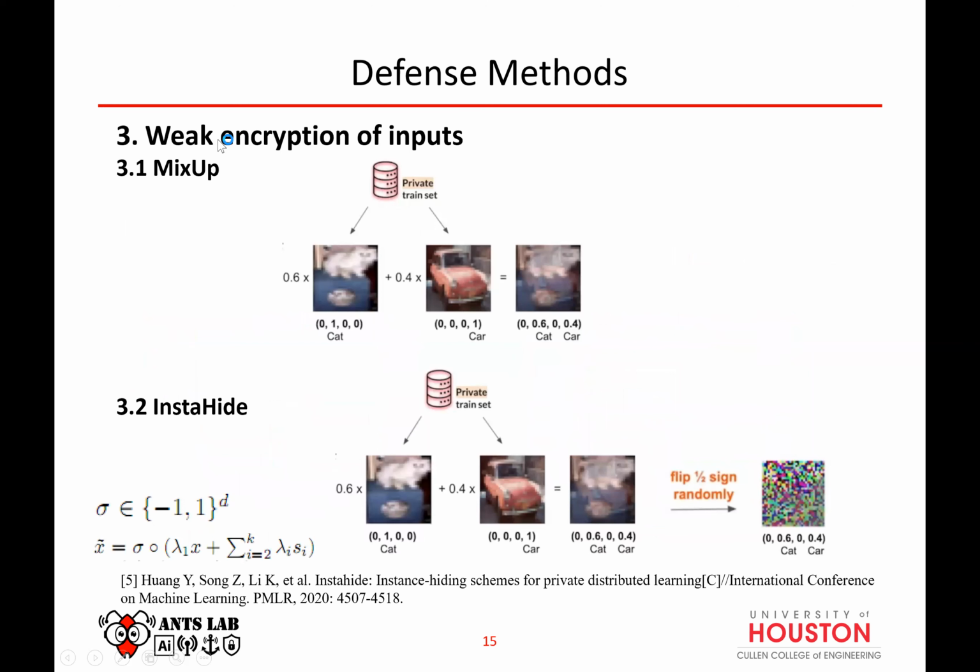And the third defense method is to encrypt the inputs. For example, mix-up trains the neural networks on composite images, created via linear combination of image pairs. It has been shown to improve the generalization of the neural network and stabilize the training.